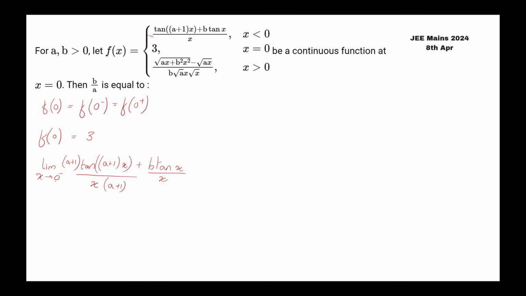So since x is tending to 0, what does this limit turn out to be? It becomes 1. So my answer would basically be a plus 1 plus b. Now I can say this should be equal to 3. So from here a plus b should be equal to 2. So this is my first equation that I've gotten. Now let me solve for the other equation. What is my other equation going to become? It is going to be limit x tending to 0 plus. So what is the equation that has been given to us?